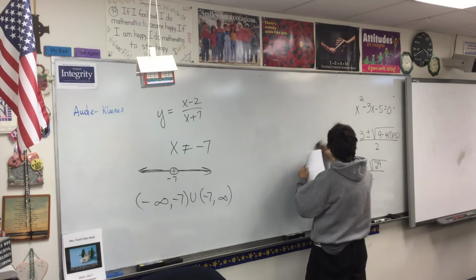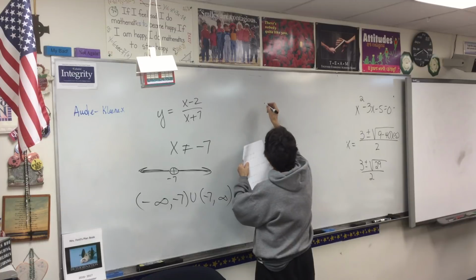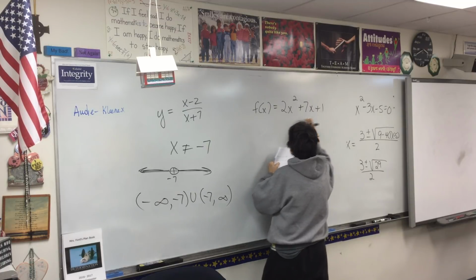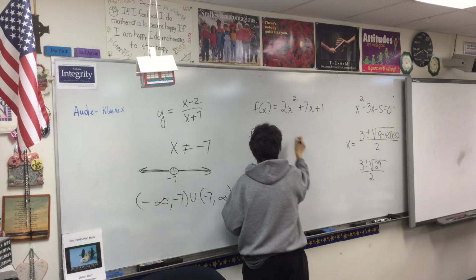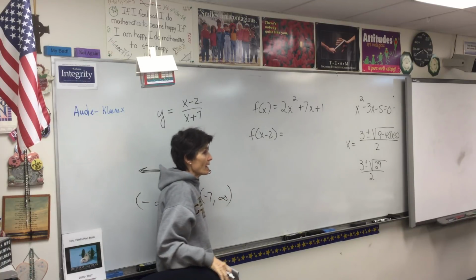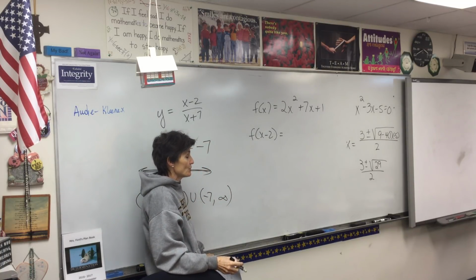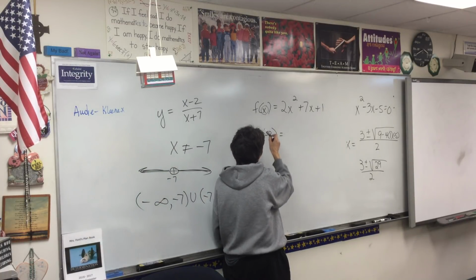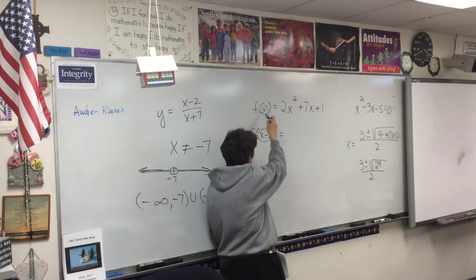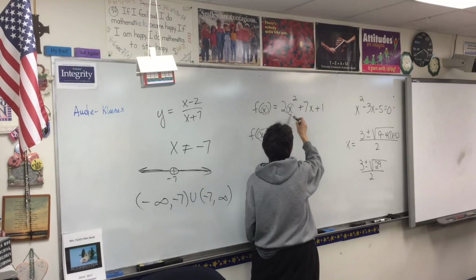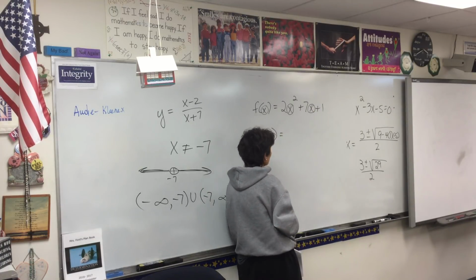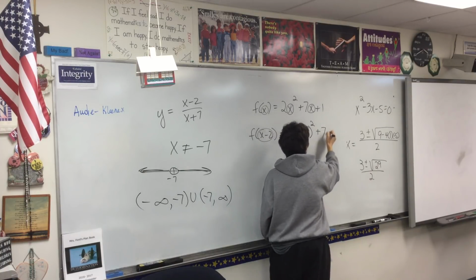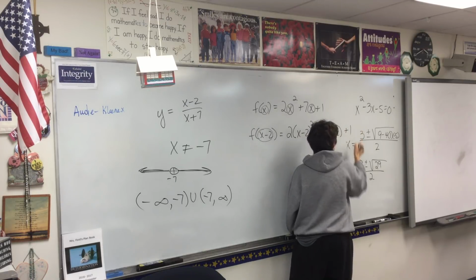All right, now we've got number 8. So the function is this, and you are asked to find f of x minus 2. Okay? How do we do that? How do we find f of x minus 2? See how instead of x, there's an x minus 2 in the parentheses? That means every time I see an x, I'm going to put in x minus 2. So 2(x minus 2) squared plus 7(x minus 2) plus 1.